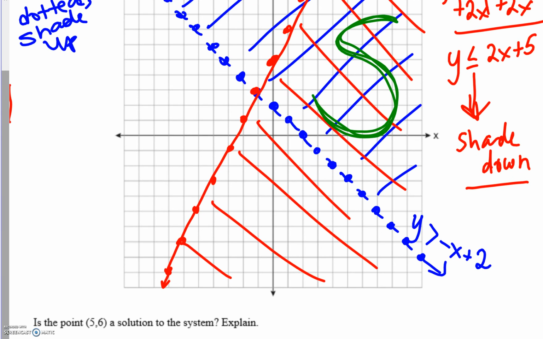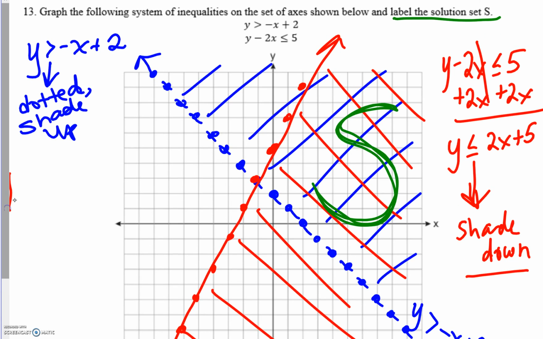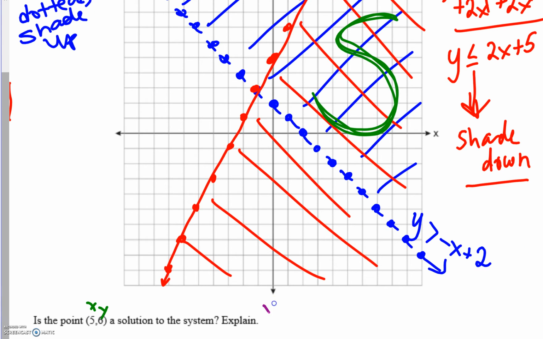And then the follow-up question, is the point (5, 6) a solution to the system? And we're going to explain. So let's locate where (5, 6) is. 1, 2, 3, 4, 5. 1, 2, 3, 4, 5, 6. Right here. So we're talking about that purple dot. We would write yes because it's in the solution set.